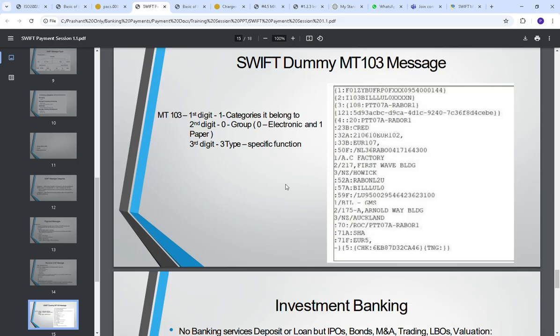So MT103, the first digit is the category it belongs to, the second digit is 0, which means it's electronic or paper. So this is 0, means it's electronic. The third digit is the specific function, what exactly it is doing, that is the third, means 103. You have to identify it like that.